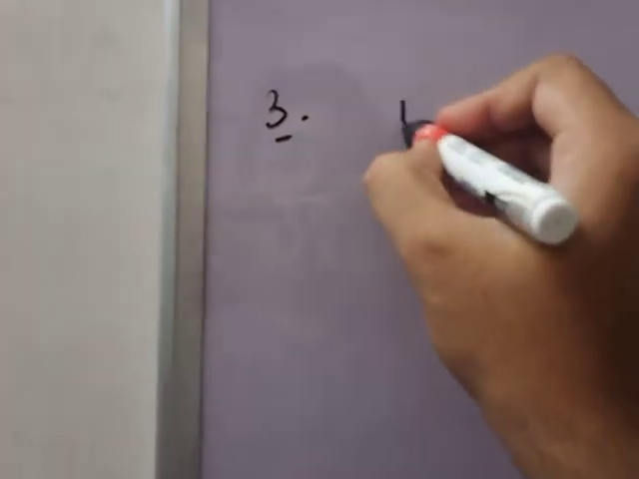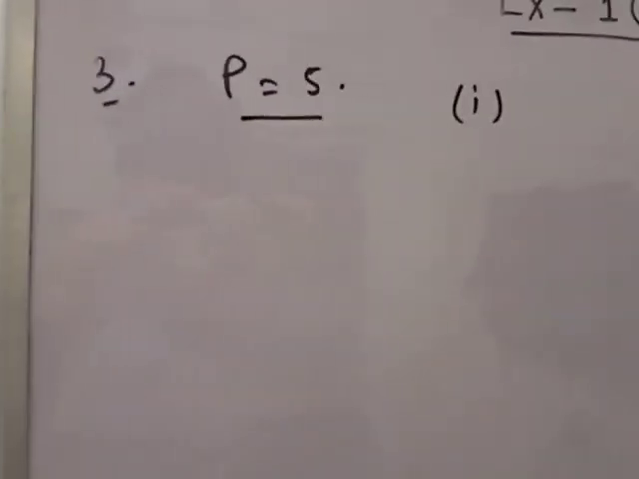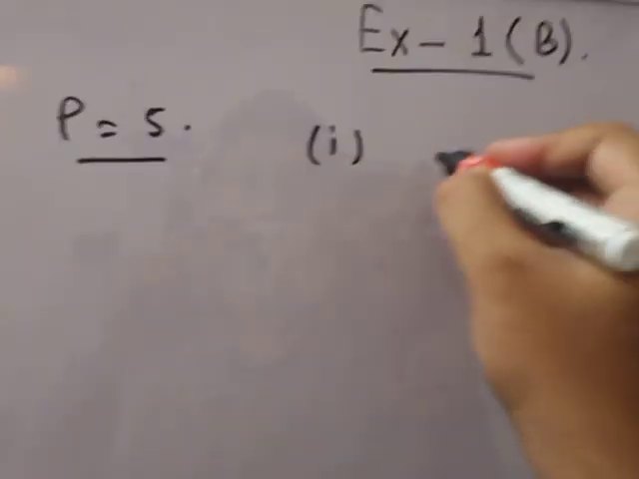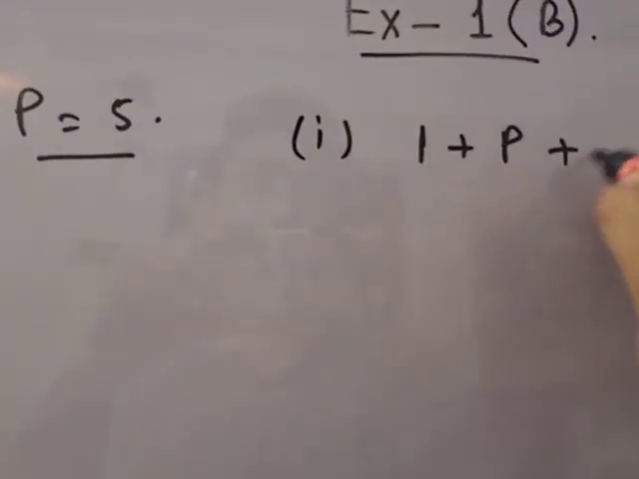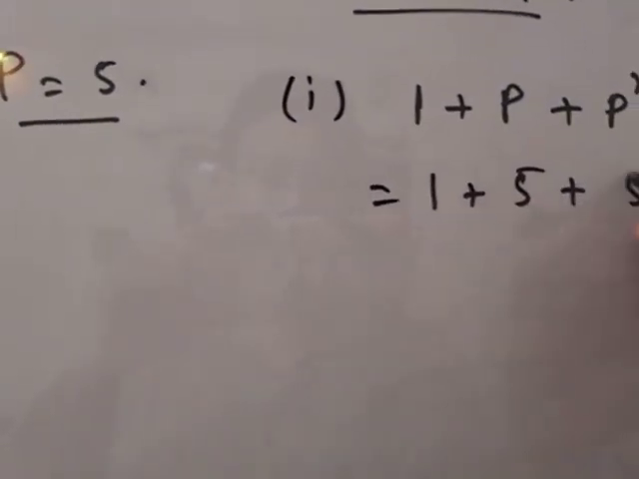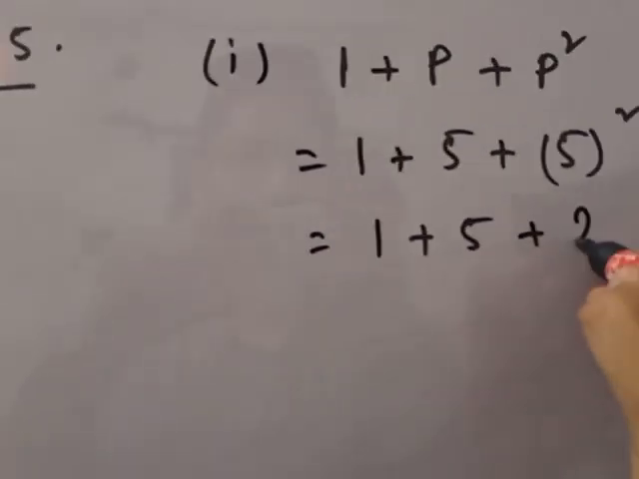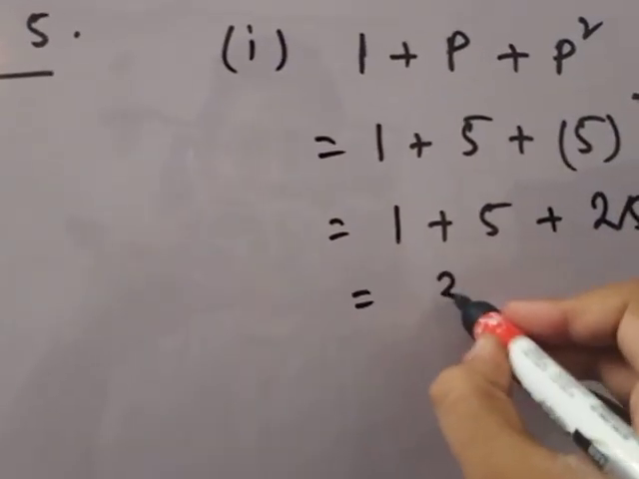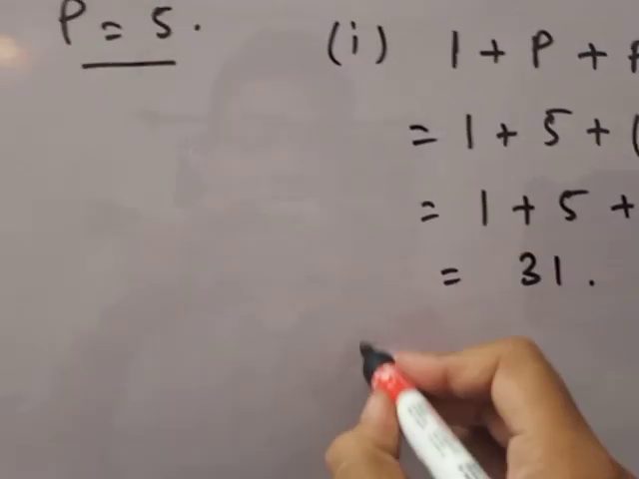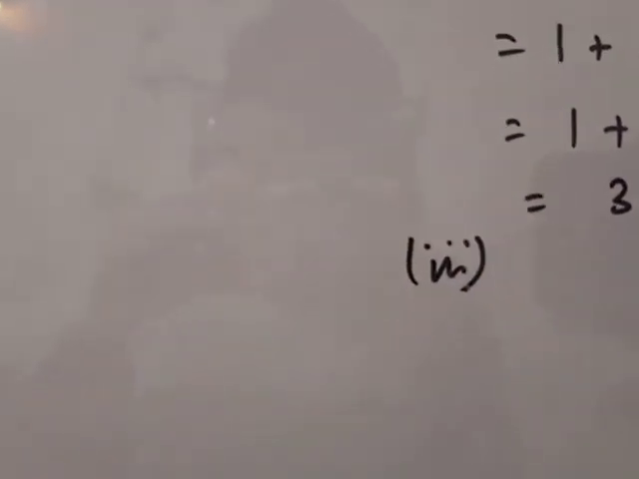Now number 3. In number 3, see that p equals 5 is given. You have to find 1 plus p square. So 1 plus p square, so 1 plus 5 square. So 1 plus 25, that means 31. Next, same type of sums are there.